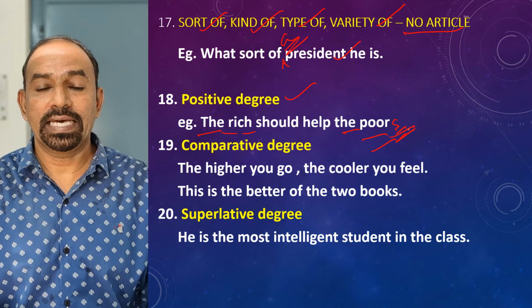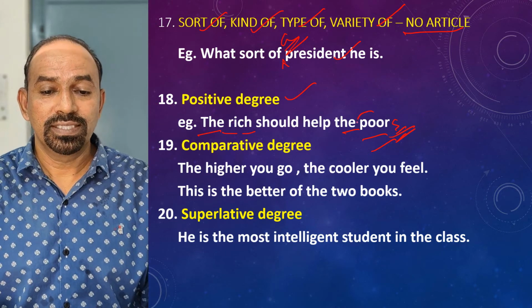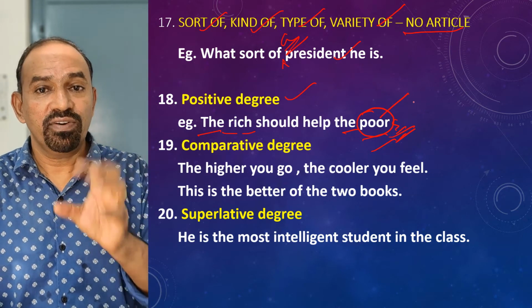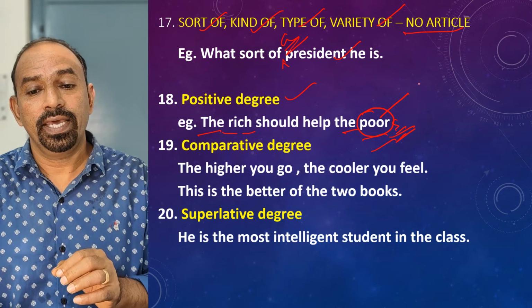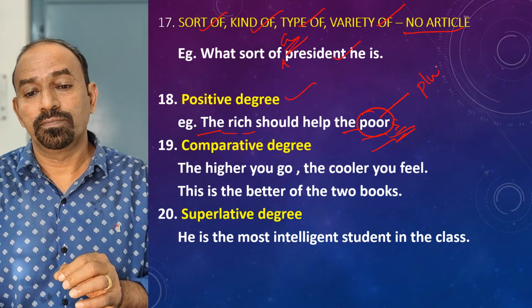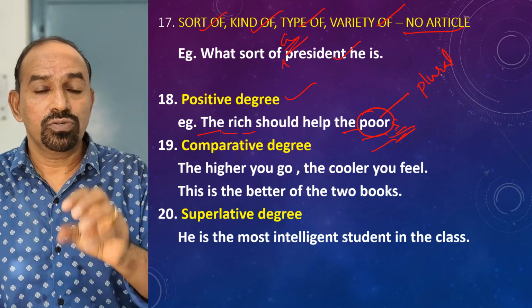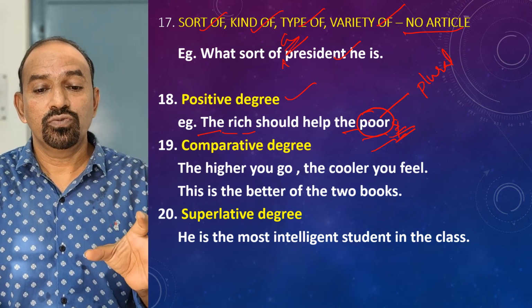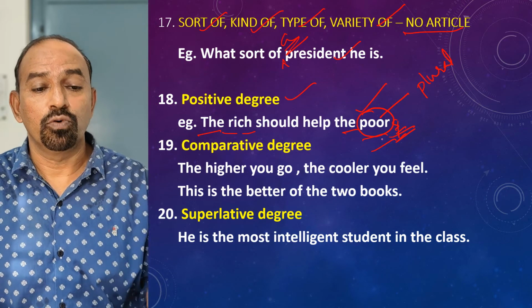You can find the error here because collective nouns never have a plural form. Collective nouns don't have any plural forms. So we should use it as the poor, not the poors.